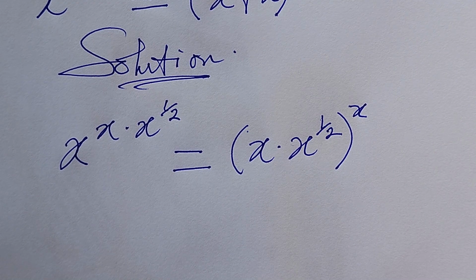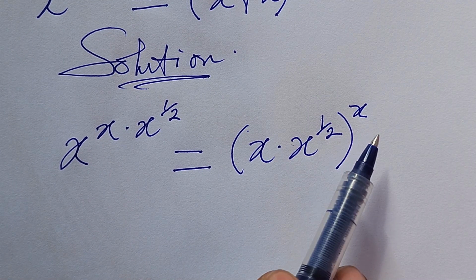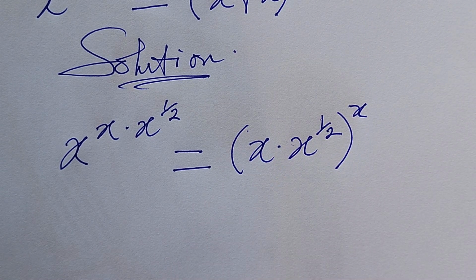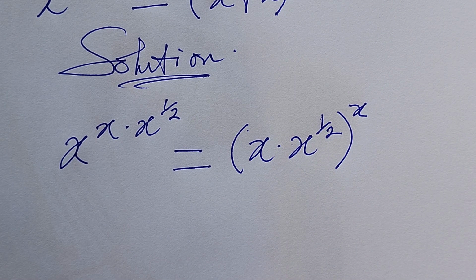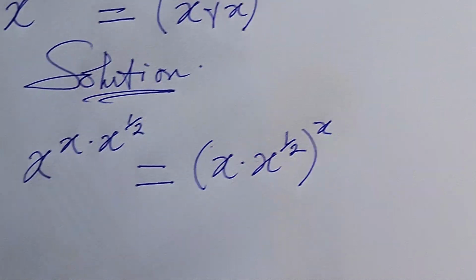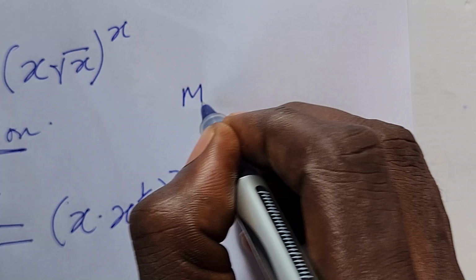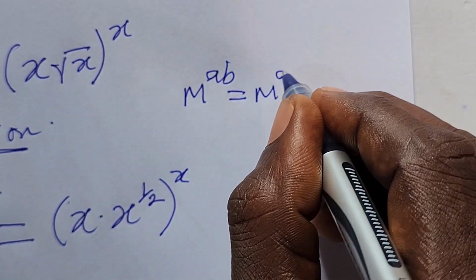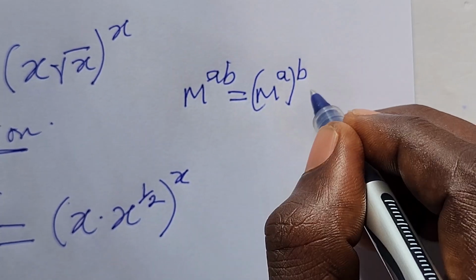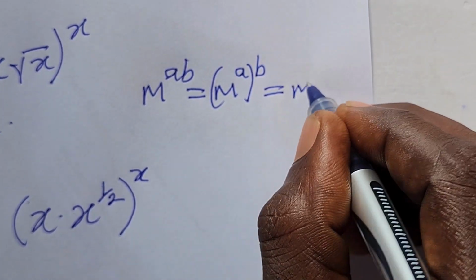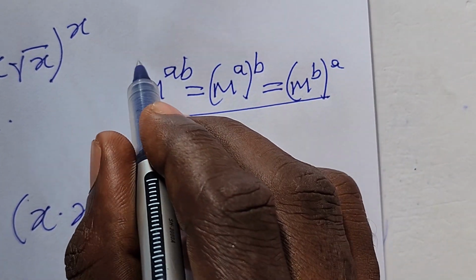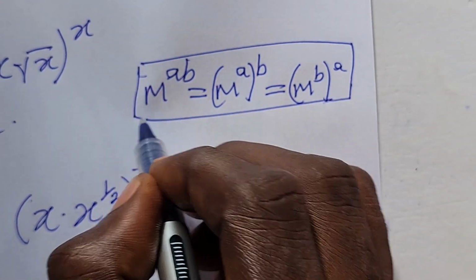So what we do next here is very easy. We have to open these guys that are in bondage, because the bracket here is like bondage. So let's free them from this bondage. We apply the law of indices, which says that if you have m to the power of ab, this is equal to m to the power of a, bracket b, which is equal to m to the power of b, bracket a. So we can twist these two up and down, in and out.